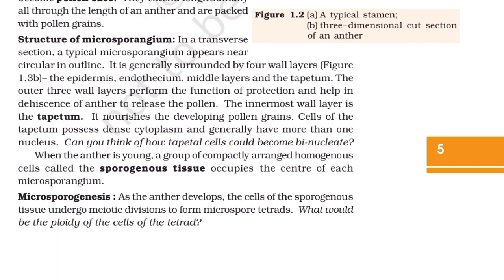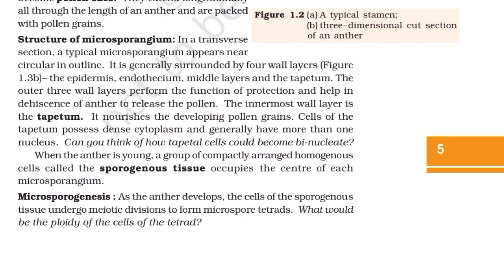Cells of the tapetum possess dense cytoplasm and generally have more than one nucleus. Can you think of how tapetal cells could become binucleate? When the anther is young, a group of compactly arranged homogeneous cells called the sporogenous tissue occupies the center of each microsporangium.